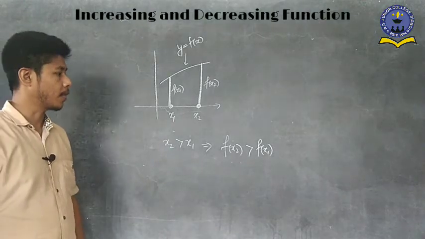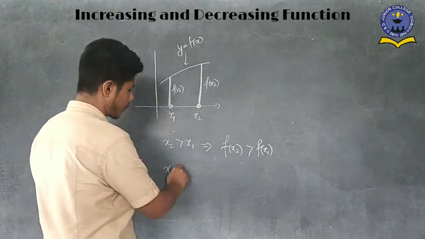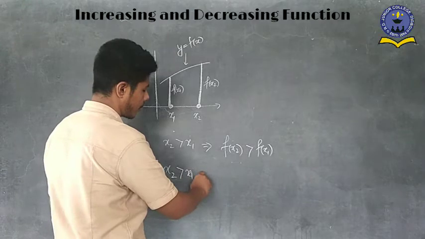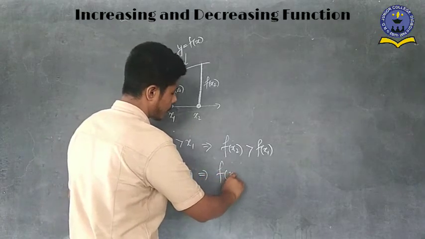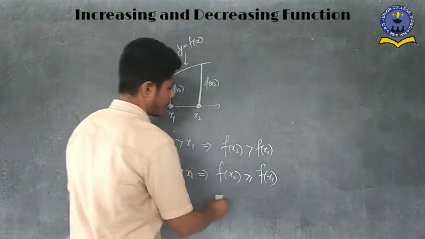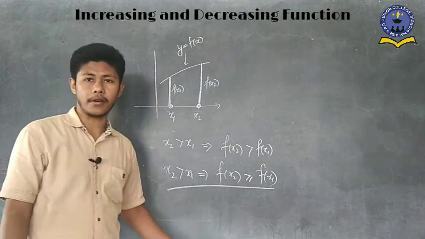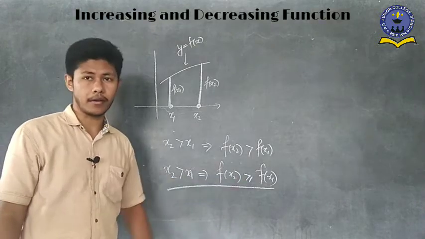At the same time, one more condition we get. You see here, if x2 is greater than x1, and we get the condition f of x2 is greater than or equal to f of x1, then this is the condition of only increasing, because here we have greater than or equal to.